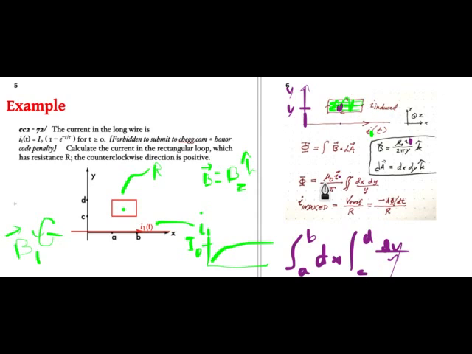times mu naught I, this current I, over 2 pi. Well, you can obviously do the integrals. The integral dx will just be b minus a. The integral dy will be the log of d minus the log of c, or that is to say the log of d divided by c, natural log.